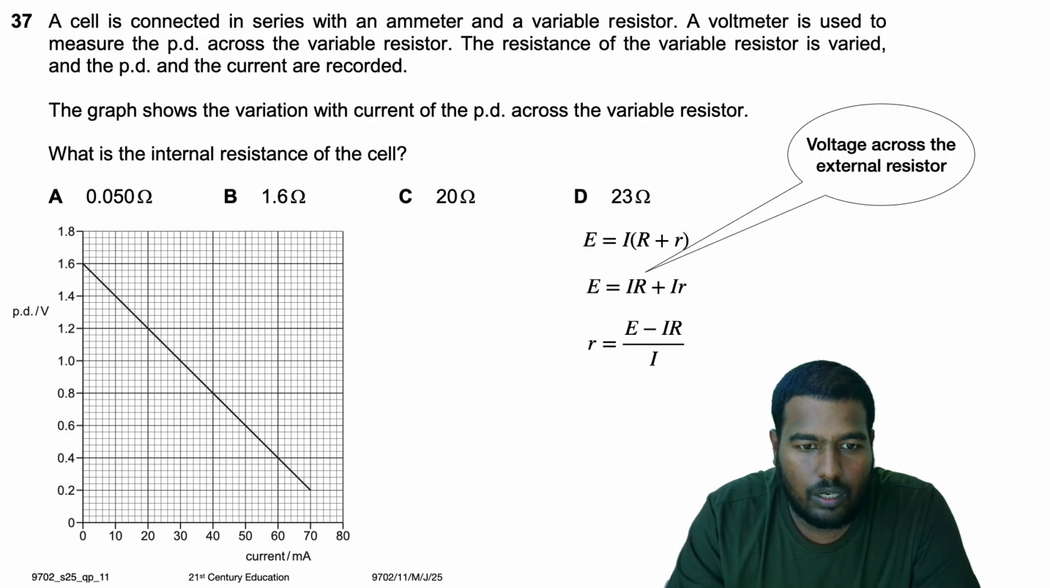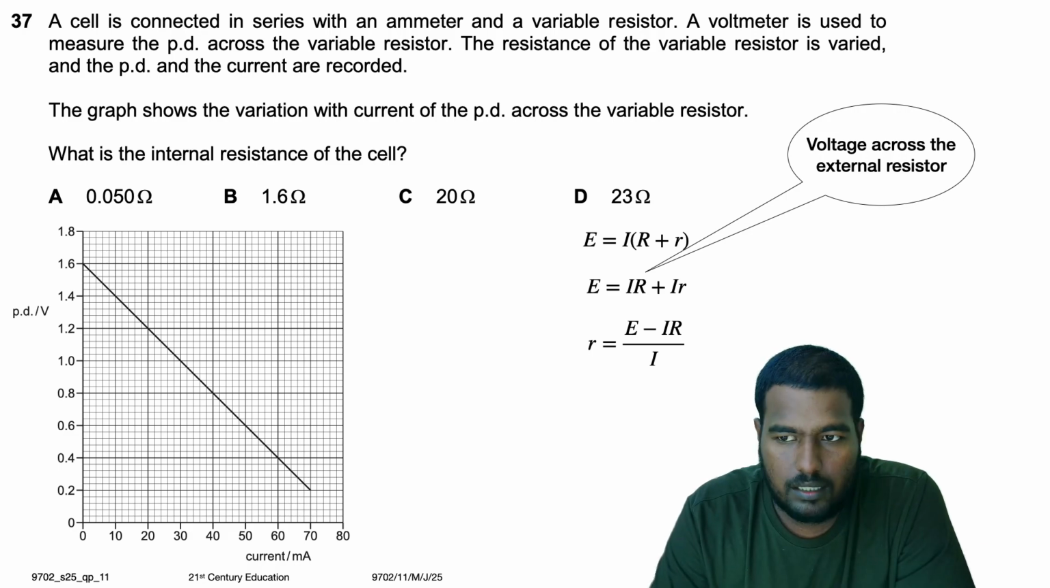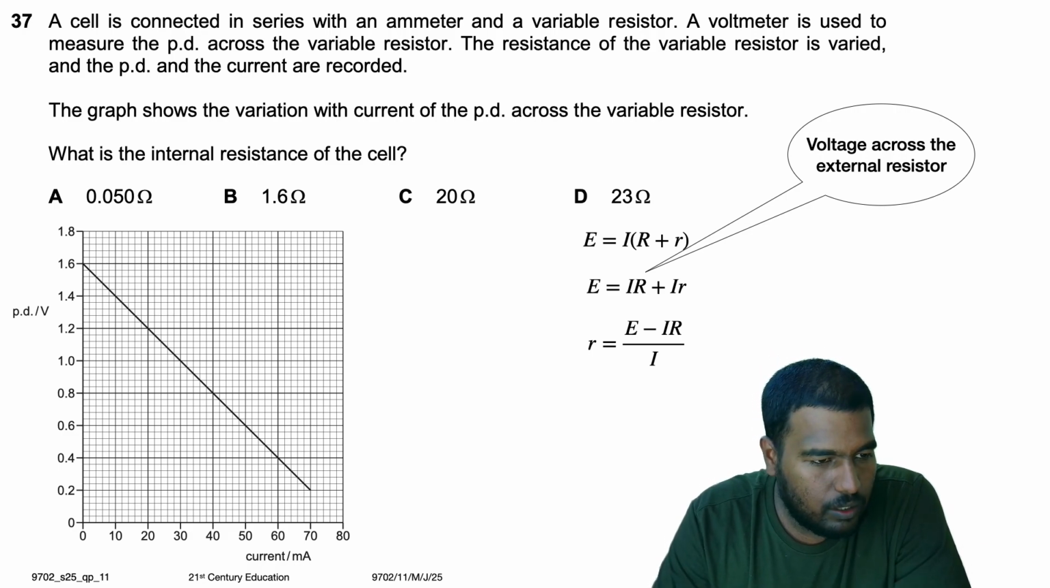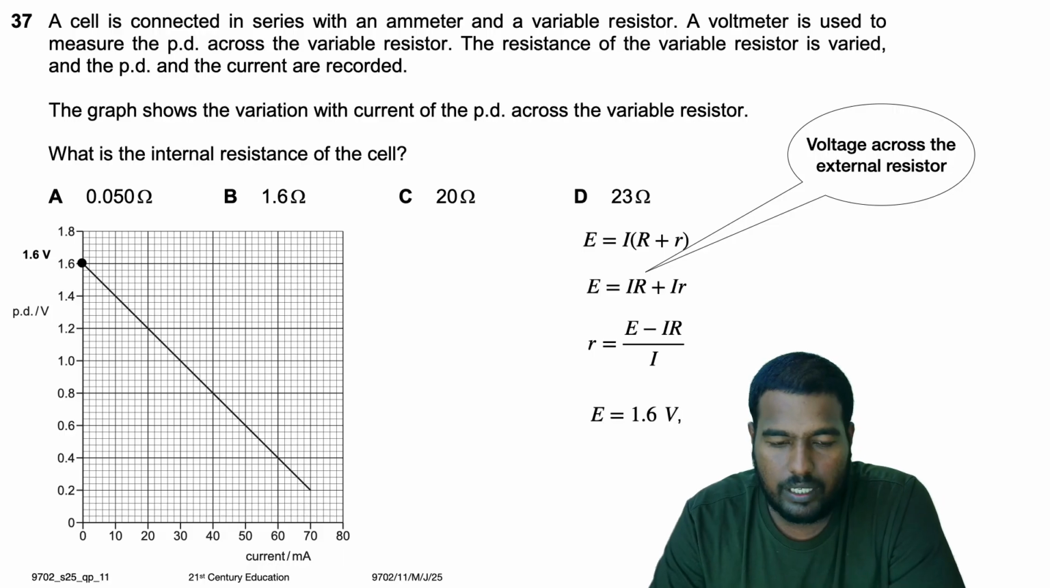So now, how do we find the EMF of the cell? When there is zero current, that is the EMF. In the graph, where zero current, 1.6 volt is at zero current. So that's the EMF, 1.6 volt.